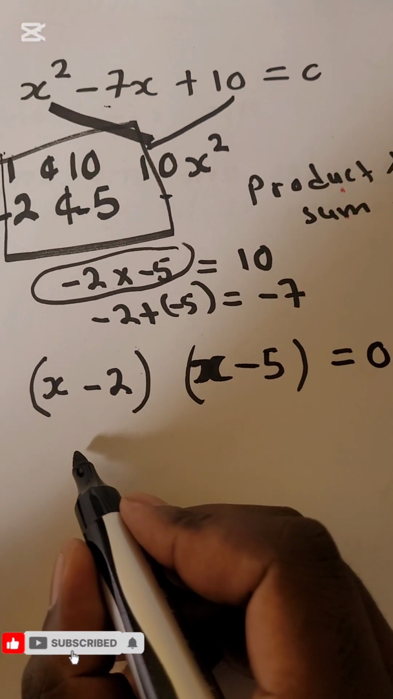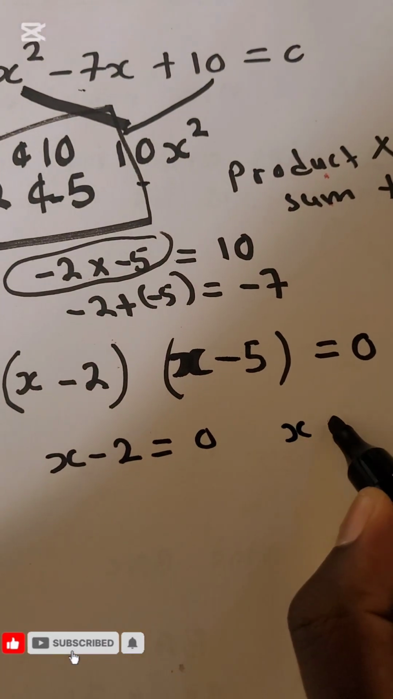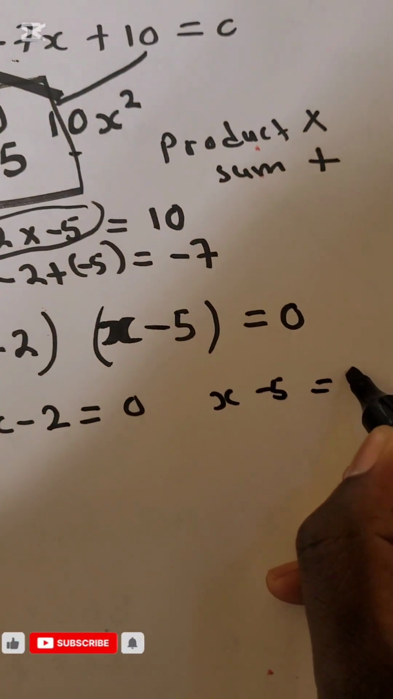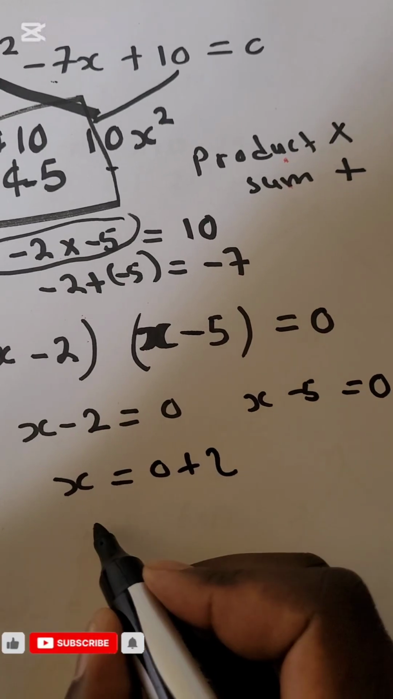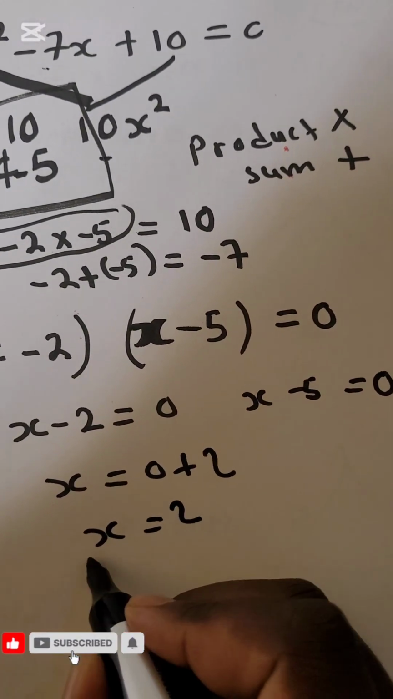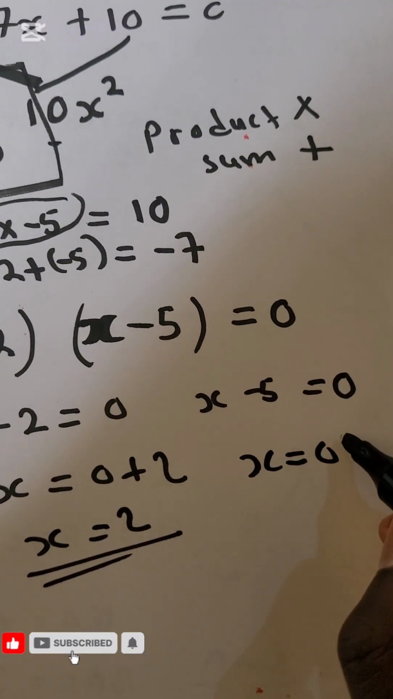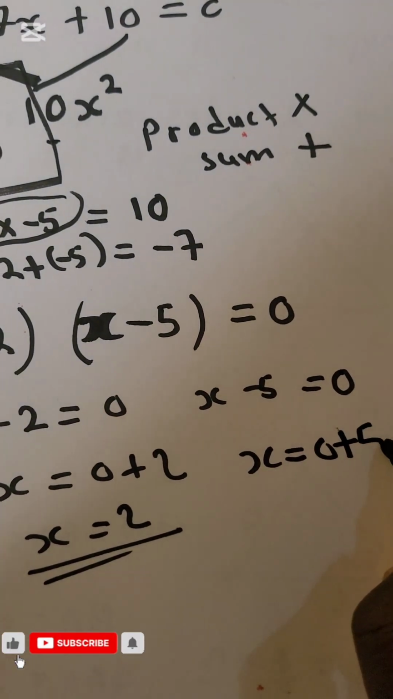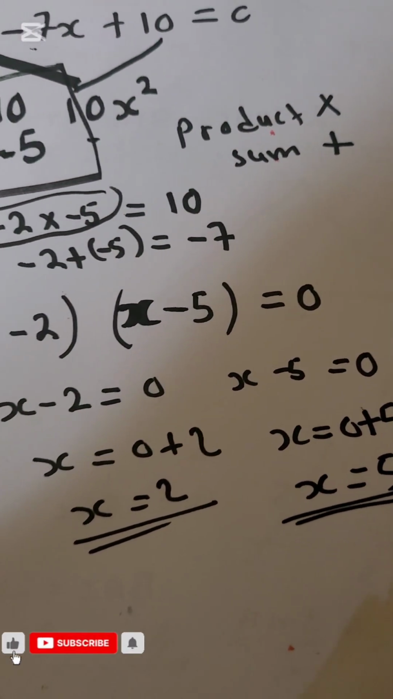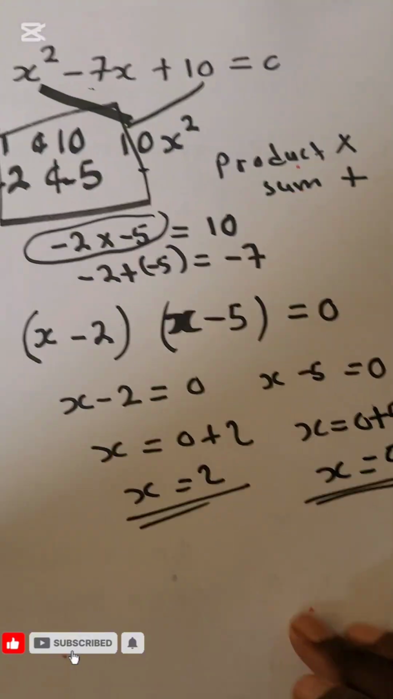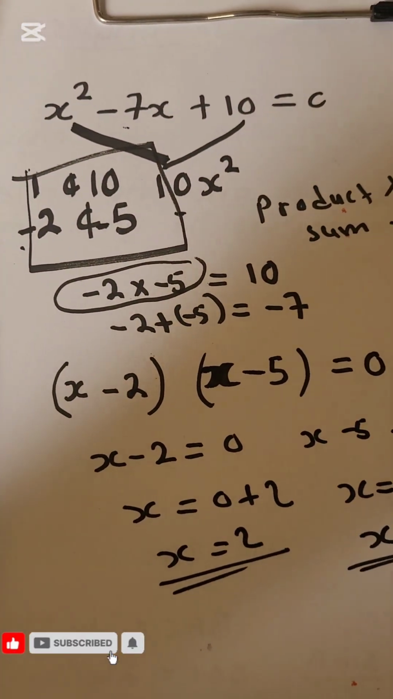So it will be x minus 2 is equal to 0, and x minus 5 is equal to 0. So x is equal to 0 plus 2, and x is equal to 2. On this side, x is equal to 0, and negative 5 moves to this side as positive 5, so x is equal to 5. That's our true answer. So we've managed to solve this equation right here using product and sum.